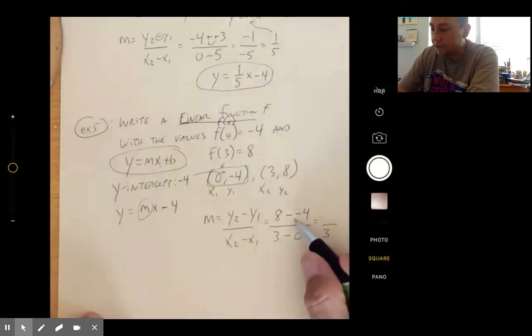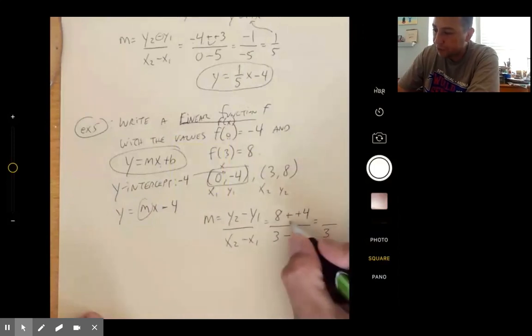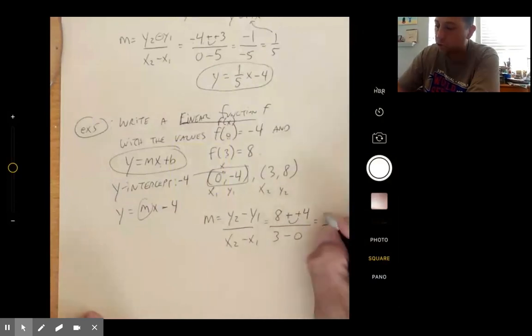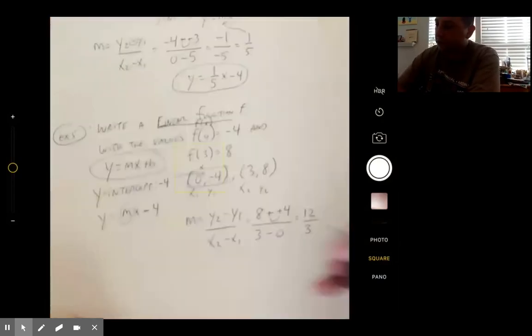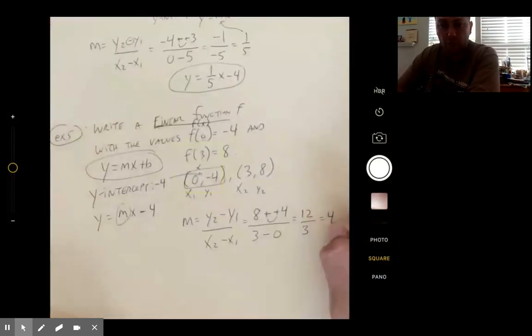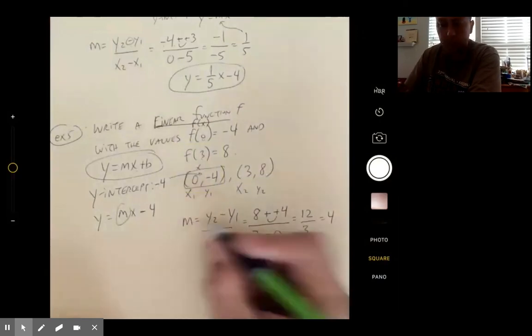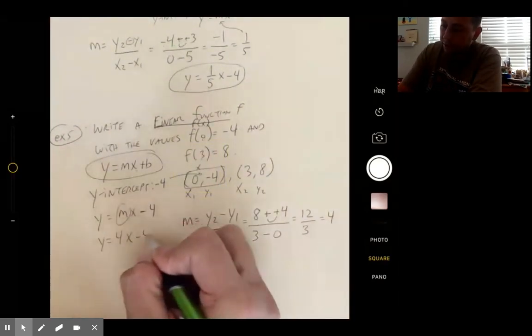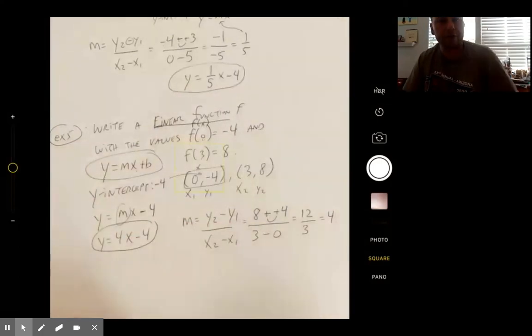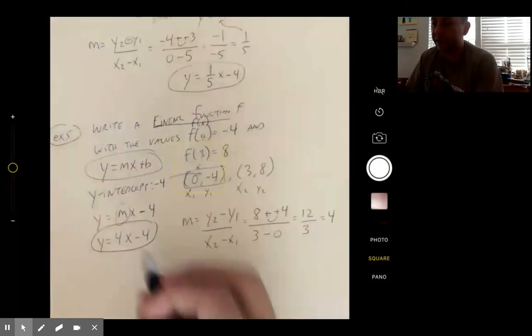On the numerator, it has those 2 negative things again. The opposite of a negative changes both of them to a positive. Make your little smiley face if you'd like. And 8 plus 4 makes 12. So to simplify that value, 12 over 3 should make 4, which is my slope. M is 4. So I go back and I plug it into here. That's my equation of the line. We just wrote a linear function that makes that true.